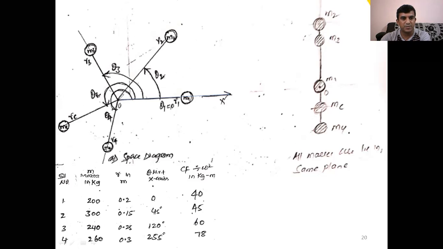Now extend to point O. From this, how much angle is it? 180 degrees. From the 180 degrees, again measure 255 minus 180, which is 75 degrees, and measure it here. Then along the 255 degree line, locate M4 and R4. Then show this theta 4.